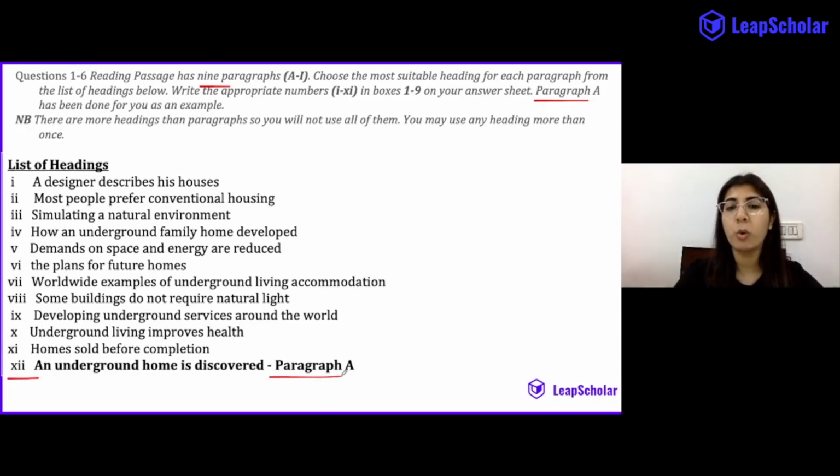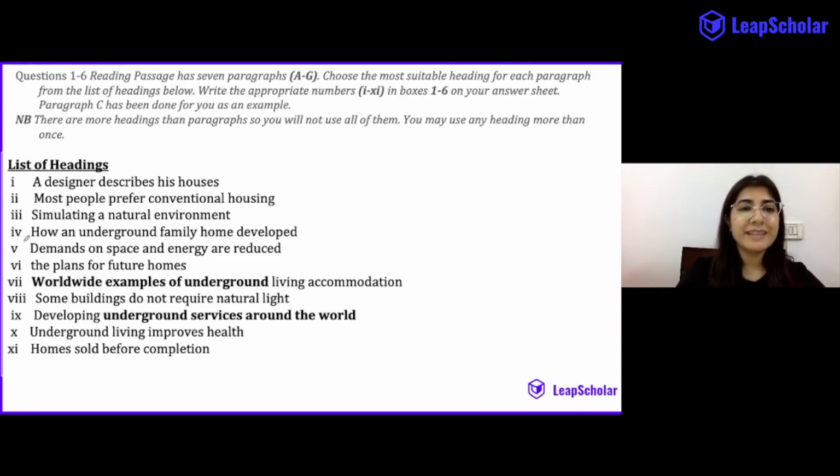So we already know what the topic of paragraph A is, which is an underground home is discovered. So we know that paragraph A talks about the discovery, let's say, of an underground home. So we don't need to read it anymore. So I'm just going to strike it or remove it from my exam. Let's read the list of headings.